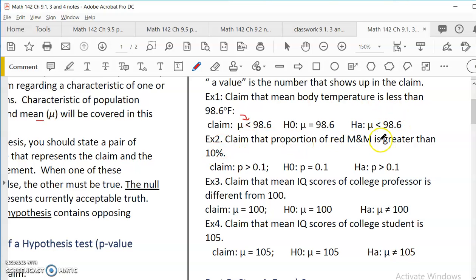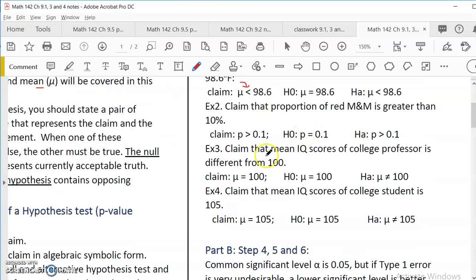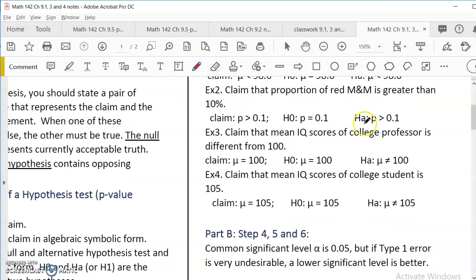Next, claim that the proportion of red M&Ms is more than 10%. Some people say that, oh, we do not want that many red, so it should be at most 10%. But you say that, oh no, it is more than 10%. So your claim is what you want to prove, so your alternative is greater than 10%, but your null is equal to 0.1. And when we write this proportion, we always write it in decimal. Whenever you see a claim about a percentage, it's about proportion.